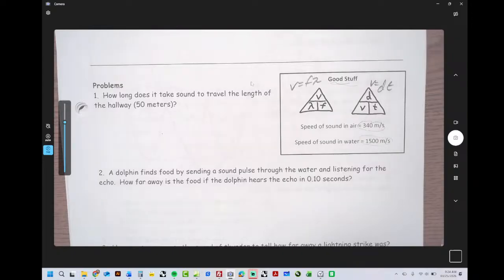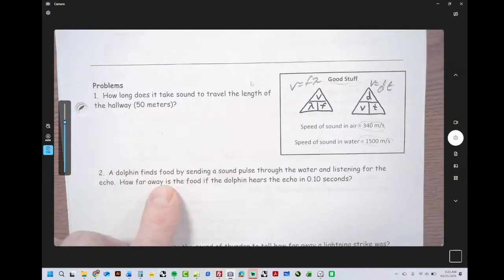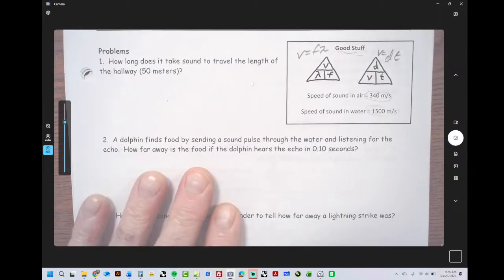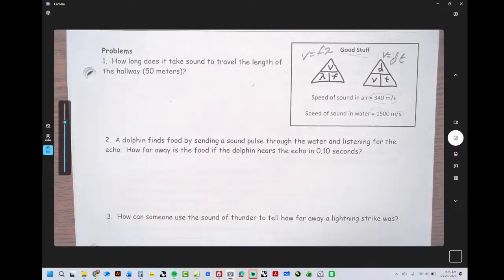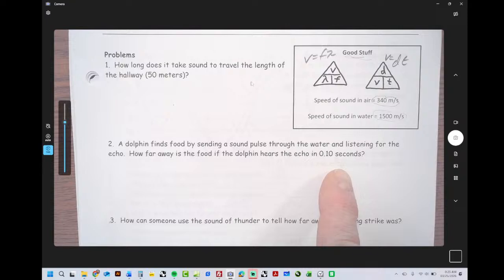All right, choosing somebody. Prosper. Prosper. 150 meters. So 150 meters is the answer. Well, the question is how long? Oh, I thought we were doing number 2. You did number 2. Okay, we'll do number 2, and then we'll come back and do number 1. So number 2, how far away is the food? So how'd you do this? Which formula did you use?